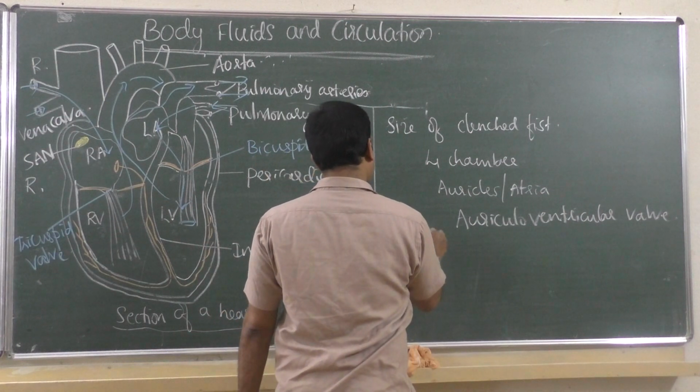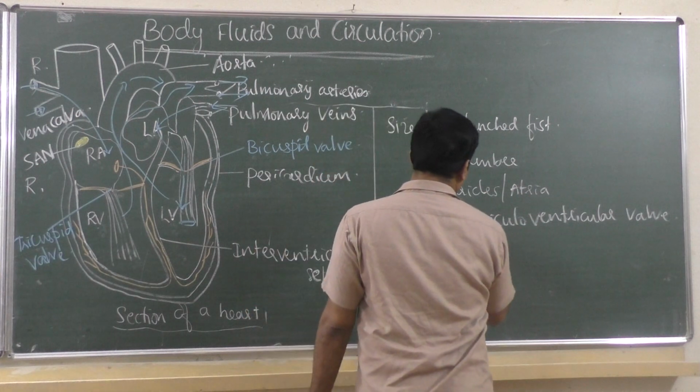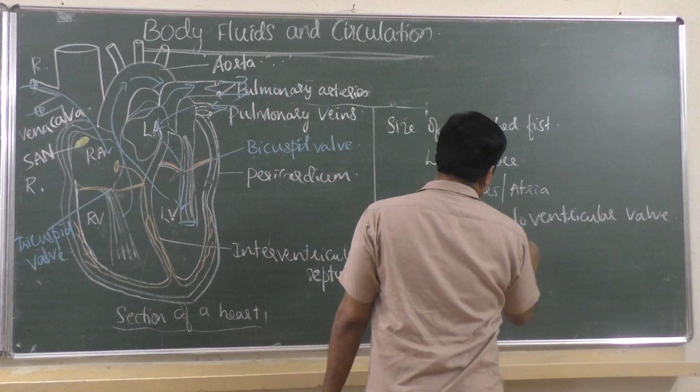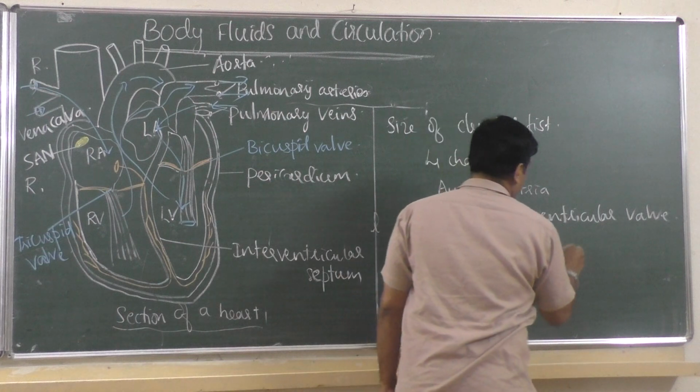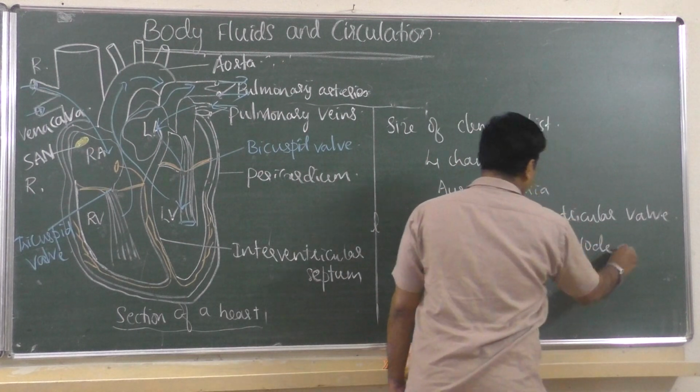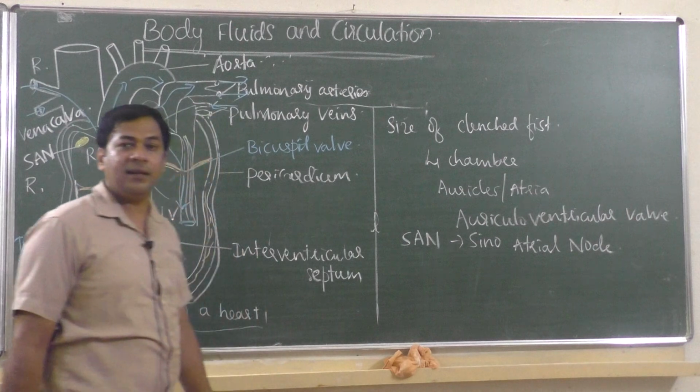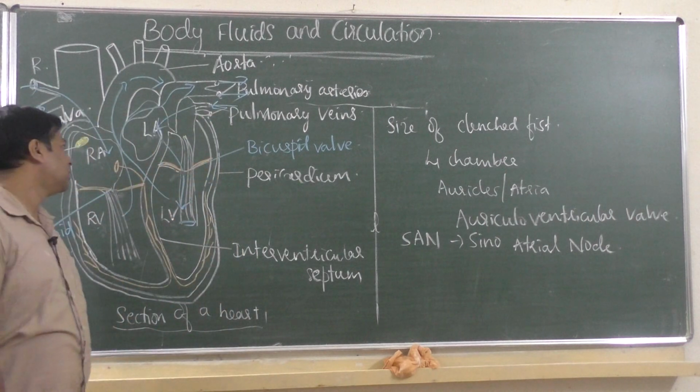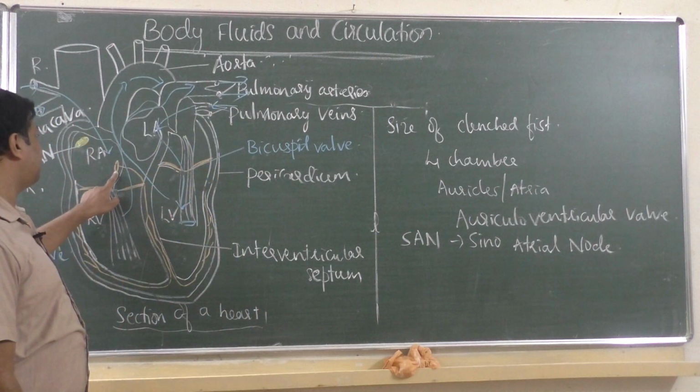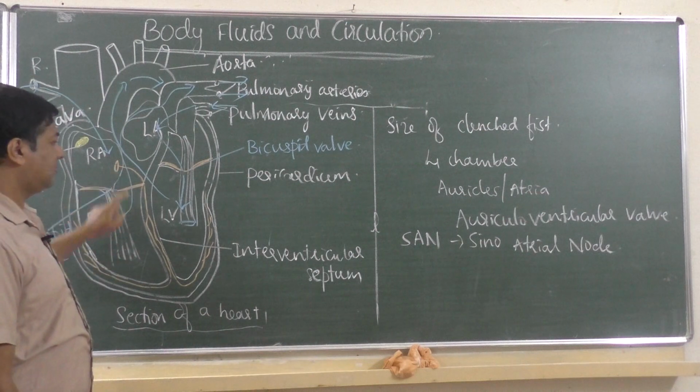SAN, that is sinoatrial node. Sinoatrial node. Okay, so here one more is there at the entrance of right ventricle.